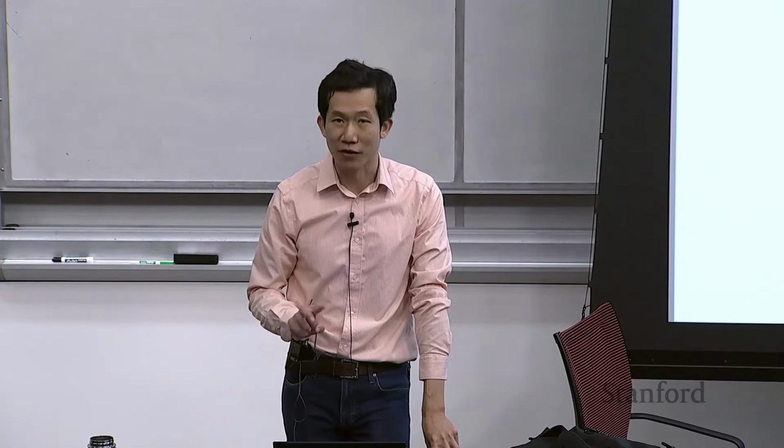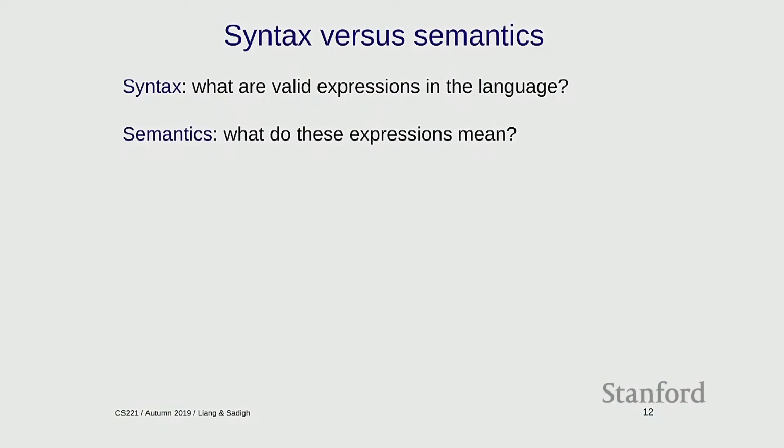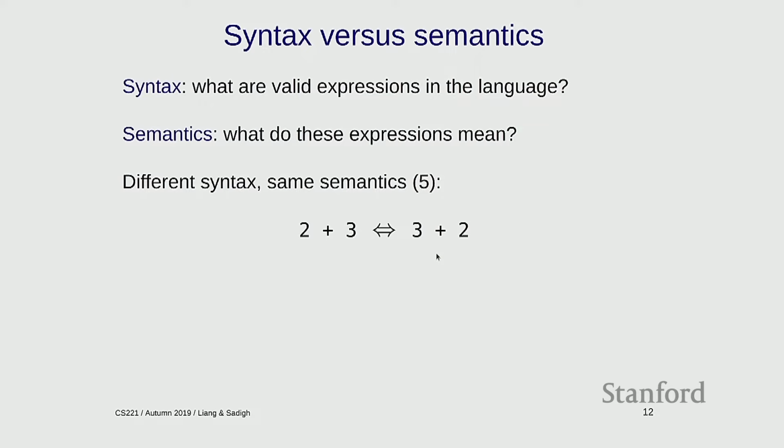Okay, so let's talk about syntax versus semantics a little bit, because I think this might be a slightly subtle point, which hopefully will be clear with this example. Syntax refers to what are the valid expressions in this language, and semantics is about what these expressions mean. So here's an example of two expressions which have different syntax. 2 plus 3 is not the same thing as 3 plus 2, but they have the same semantics. Both of them mean the number 5.